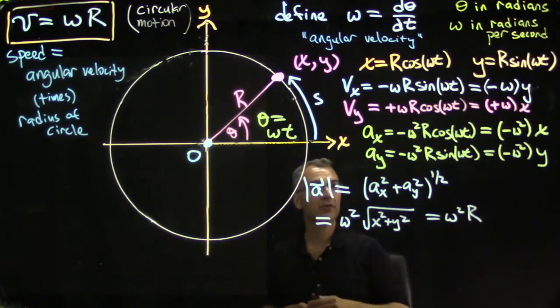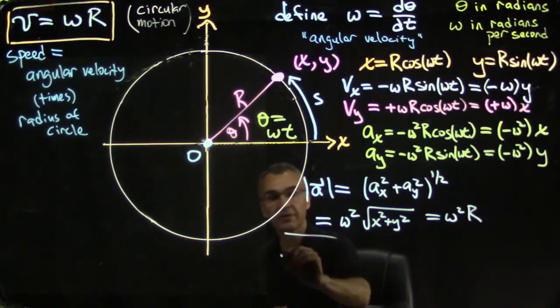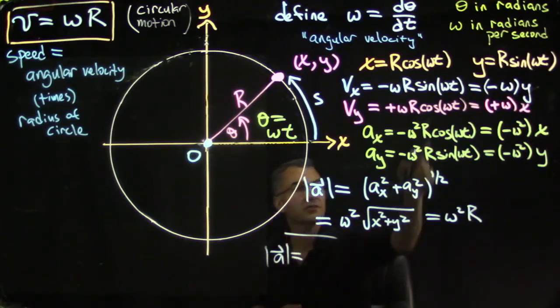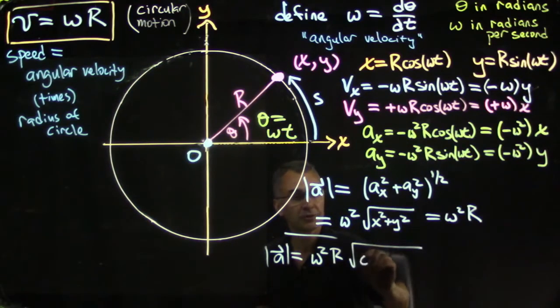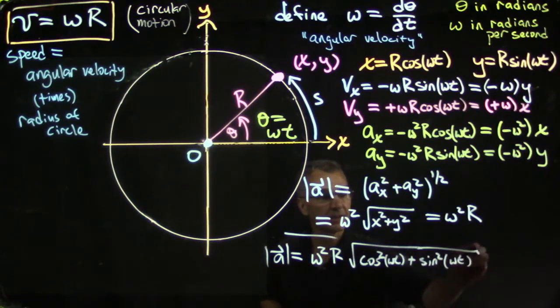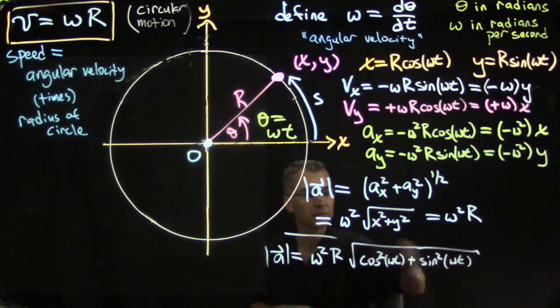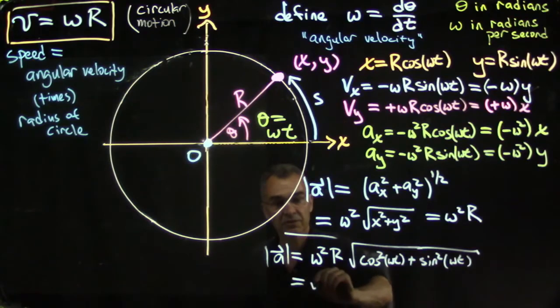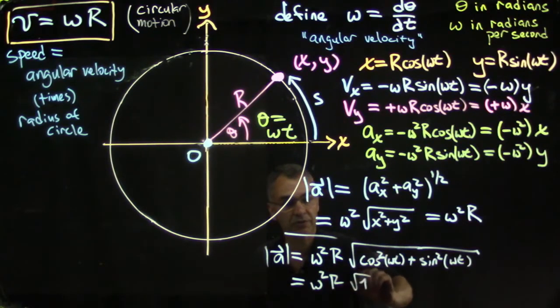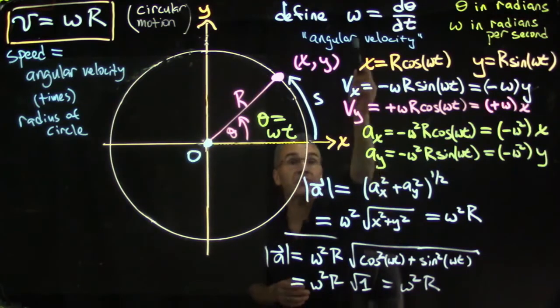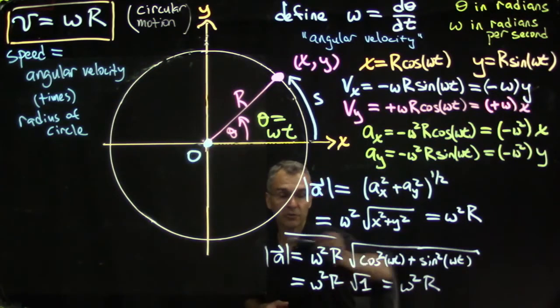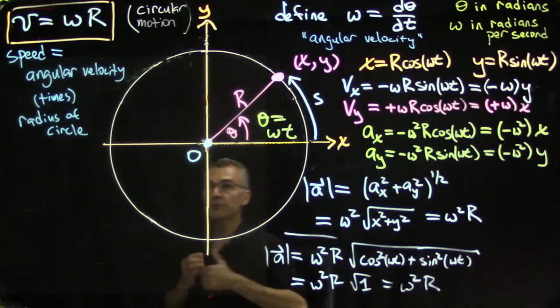We could have also said the magnitude of the acceleration is, you see we have this factor of omega squared r. So here's omega squared r times the square root of cosine squared omega t plus sine squared omega t. And you may remember that cosine squared of some angle plus sine squared of that same angle is 1. So this is omega squared r times the square root of 1, which is just omega squared r. So when we're moving in a circle at constant angular velocity, the acceleration has magnitude omega squared r.